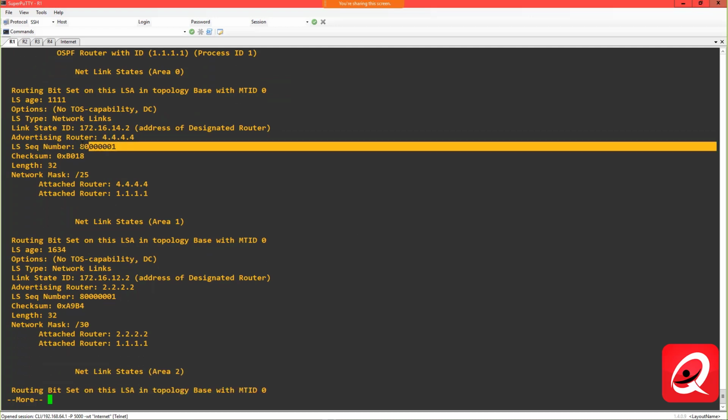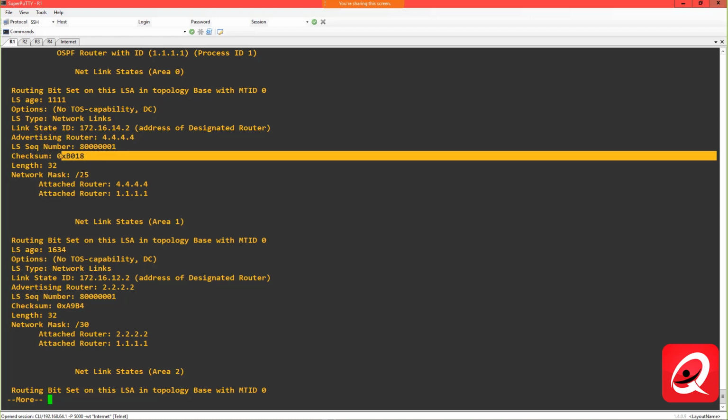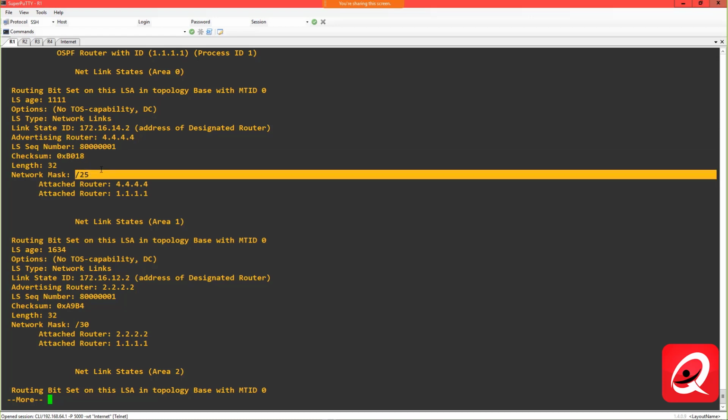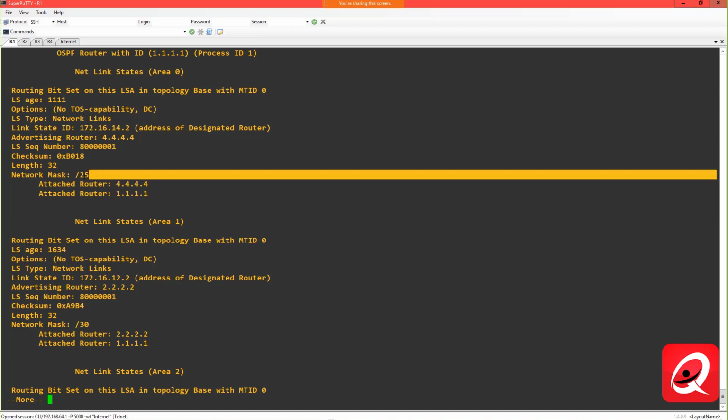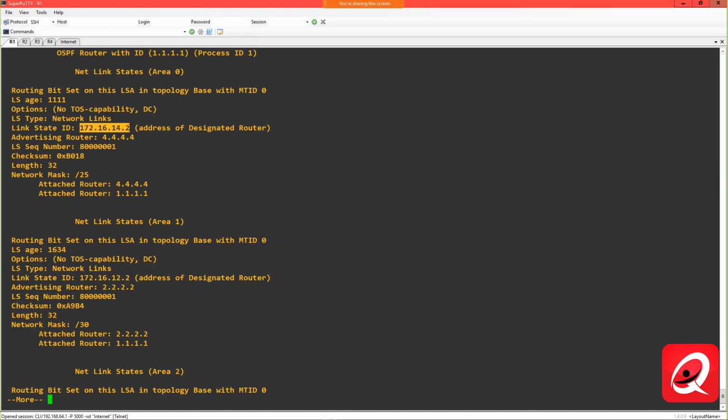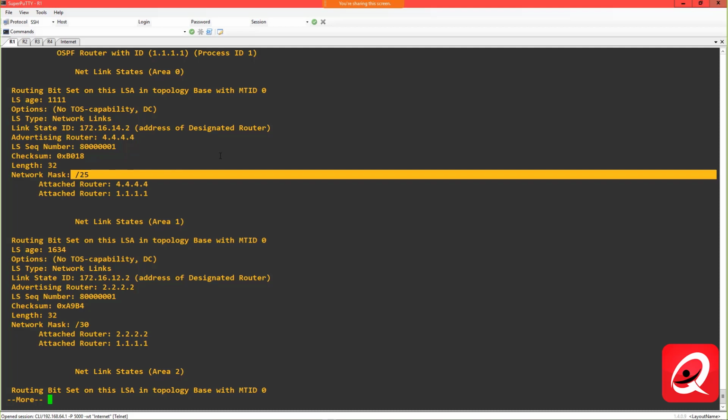This is the sequence number, checksum of course. This is the subnet mask of the transit network. And then these are the routers that are presently attached to that transit network. Now you can do your Boolean math and infer what the network ID is for that prefix by ANDing your address and your subnet mask together to calculate the network ID for that particular transit network.